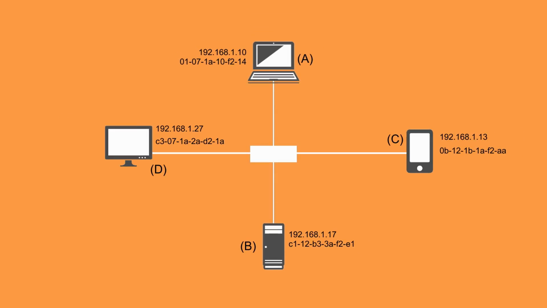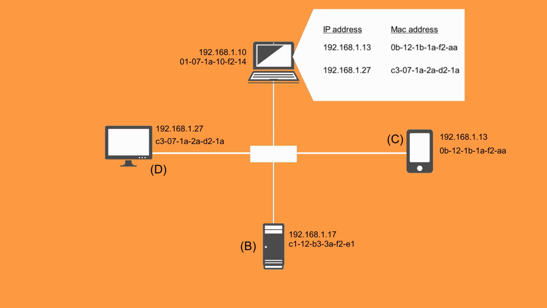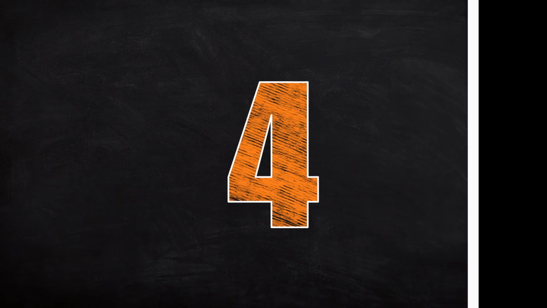Let's look at an example. So say device A wants to communicate with device B, but the only information that device A has on device B is its IP address. To obtain device B's MAC address, device A will first check its ARP cache to see if the information is available from a prior connection. If the information cannot be found, then the time has come to use ARP.